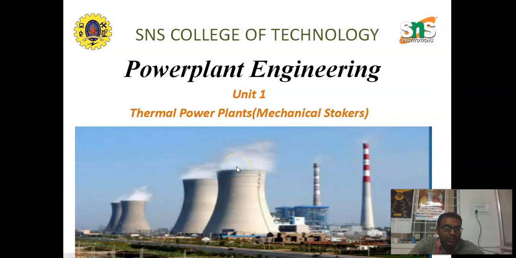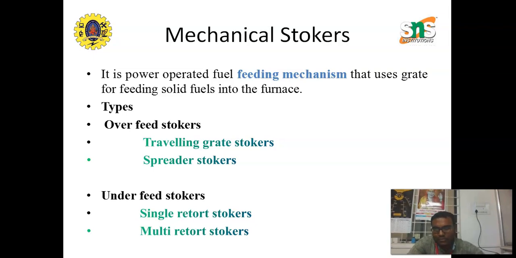Good evening. In the previous lecture series, we have discussed the various components of a thermal power plant, such as pulverizers, draft, etc. Now we are going to discuss stokers, mechanical stokers. What is a mechanical stoker? It is a power-operated fuel feed mechanism that uses a grate for feeding solid fuels into the furnace.